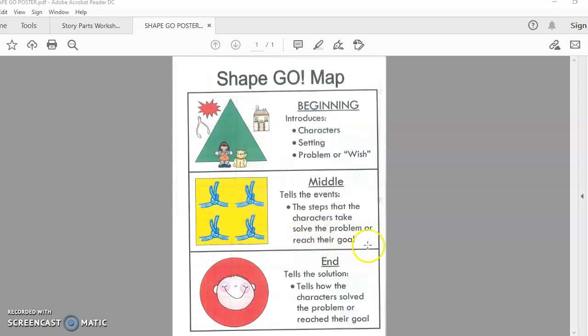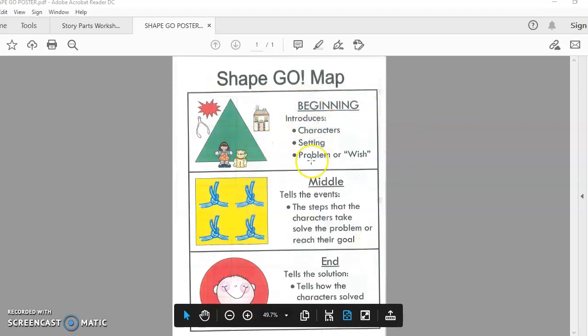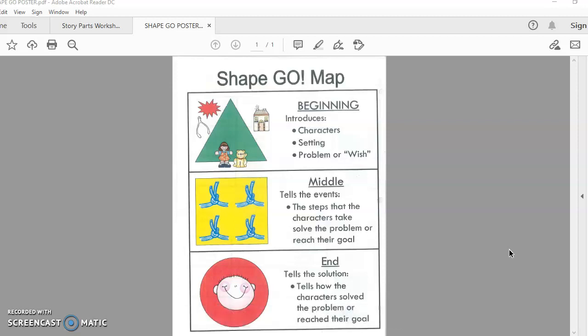All right? So again, usually at the beginning there's some sort of problem. The events are what the character does to solve the problem or reach their goal, to get that wish. Last, at the end, we have that circle shape, and that's the solution. So the end will tell how the characters solve the problem or reach their goal. And it's a circle because you're kind of just wrapping up the story. All right, so you wrap it up, you put a circle around it, you're all done. The solution wraps up the story.